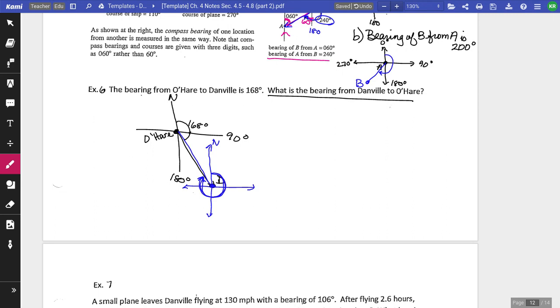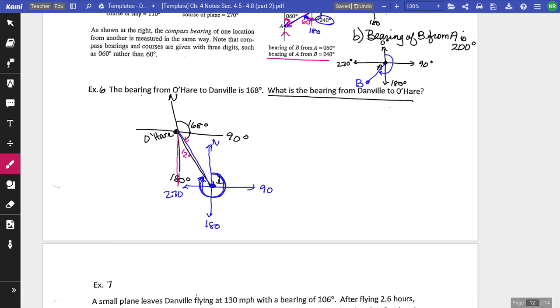Now I do know that it's more than 270 because this would be 90, this would be 180, this would be 270. So I know that angle measure is going to be a little bit more than 270. There are different ways you can think about it, but here's one way. If this is 168 degrees, to get to 180, you need another 12 degrees.